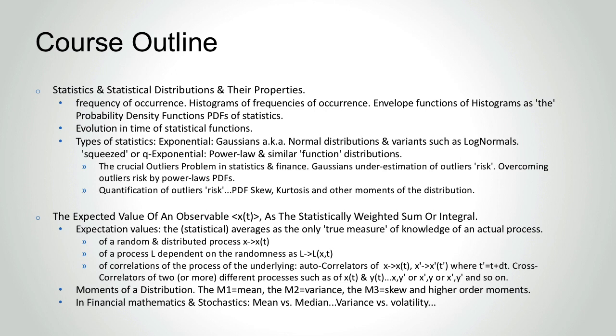We'll cover some of the statistics: exponentials, squared variables. These are Gaussians, normal distributions. There are variations to that, log normals, which have been famously used even in the initial or traditional derivation of the Black-Scholes formulation of derivative pricing. And then more recently, the squeezed or Q exponentials, or power law distributions, and similar power law function distributions, for example, in gamma and so on.